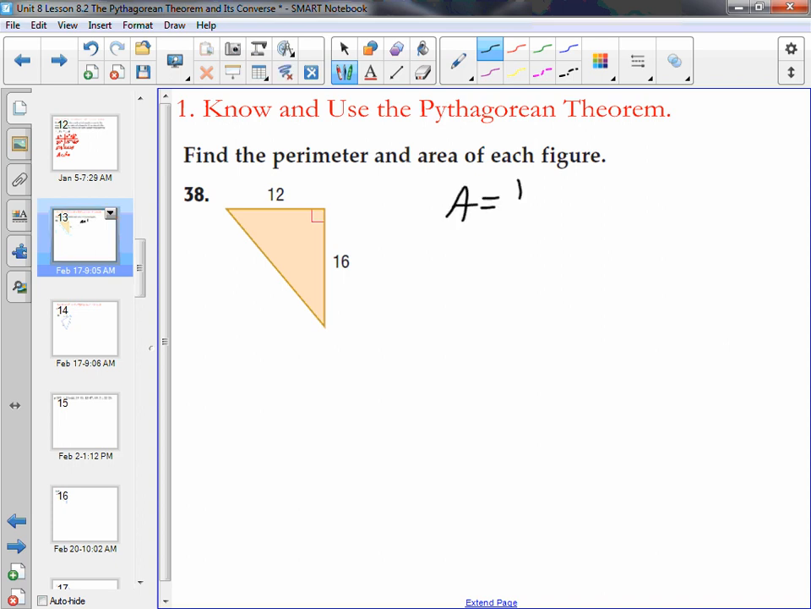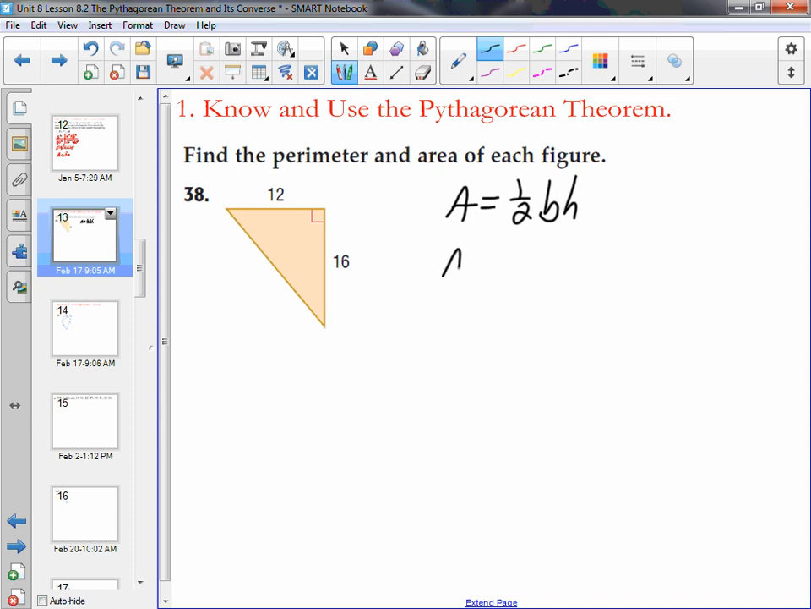Yeah, area equals 1/2 base times height. Now, in any figure, the height has to be perpendicular to the base. The base is always a side of a polygon. The height is the length of an altitude. An altitude goes from a vertex perpendicular to the opposite side. Now, in a right triangle, one of the legs is the base, the other leg is the height. It doesn't matter which one's which. One leg serves as the base, the other leg serves as the height. So, do we have enough information right now to find the area of this figure?